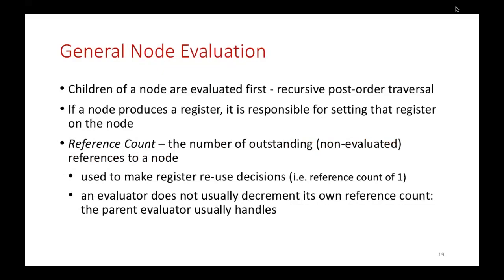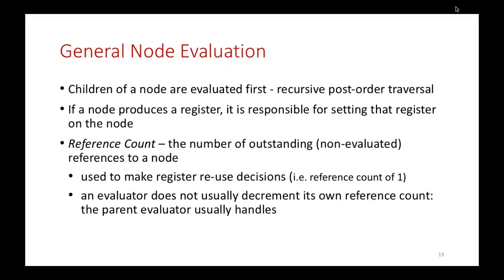So this is really done in a post-order traversal fashion. The children of a node are always evaluated before the node itself, so you always go from the bottom up. If, as a result of evaluating a node, it produces the result in a register, that node must set that register on the node itself. So you're basically associating that virtual register with that particular node. If we ever get into the code, and we will later, I don't mean today, you're going to see that setting of the register on the node a lot.